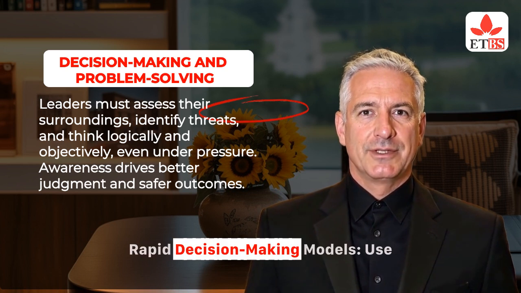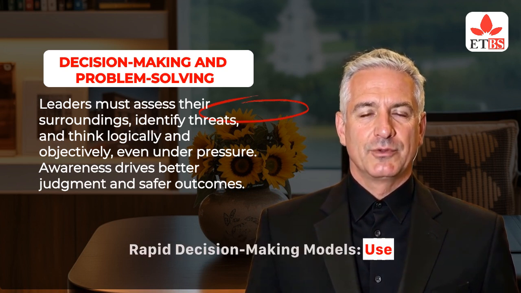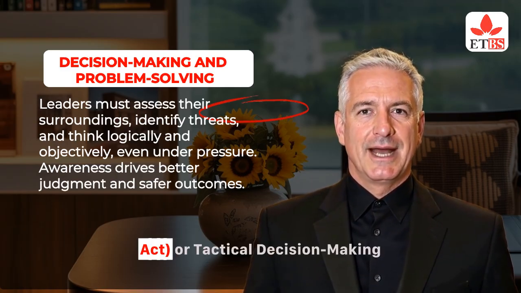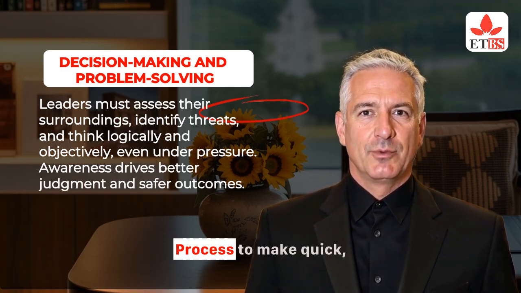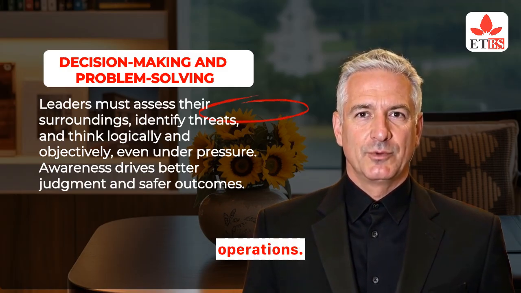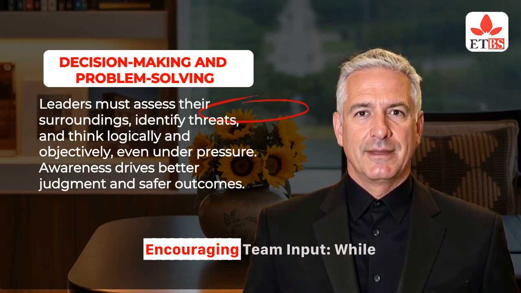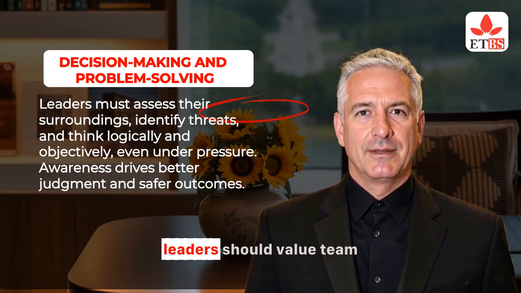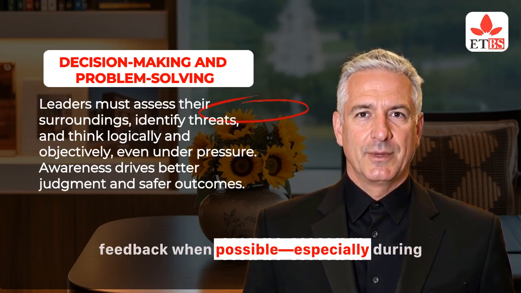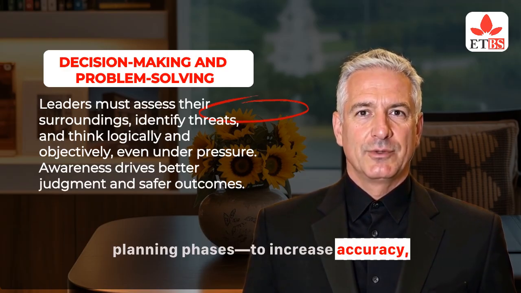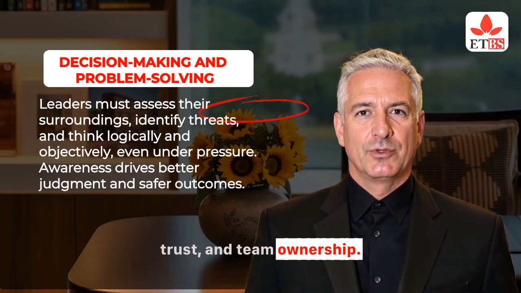2. Rapid decision-making models. Use frameworks like the OODA loop (observe, orient, decide, act) or the tactical decision-making process to make quick, informed choices during fast-moving operations. 3. Encouraging team input. While time is often limited, leaders should value team feedback when possible, especially during planning phases, to increase accuracy, trust, and team ownership.